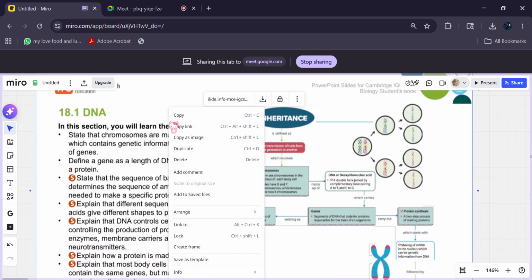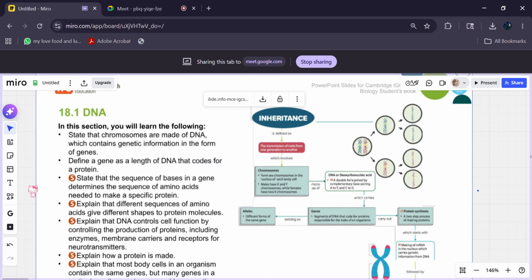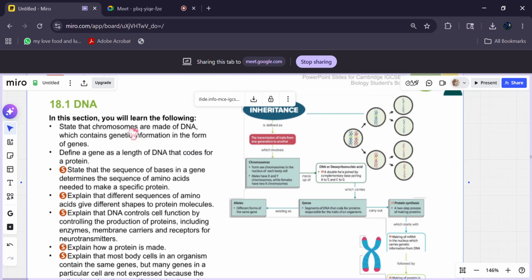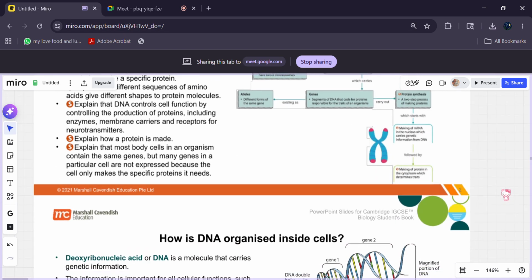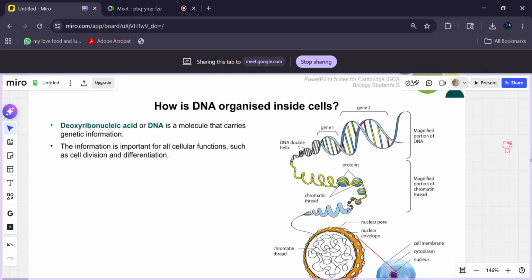In section 18.1 DNA, we're going to learn about DNA, the sequence of bases, and explain the different sequences of amino acids and proteins and so on. So, how is DNA organized inside the cell?